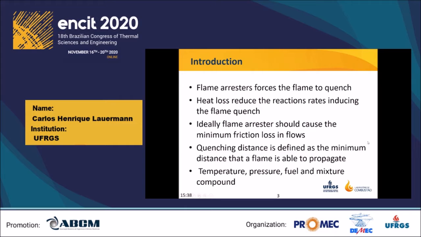And how does the flame arrestor work? Flame arrestors force the flames to quench, and the heat losses reduce the reaction rates, inducing the flame to quench when it crosses the flame arrestor. Ideally, the flame arrestor should cause the minimum friction loss in flows, and the quench distance is defined as the minimum distance that a flame is able to propagate. The quench distance depends on temperature, pressure, fuel, and mixture compound.